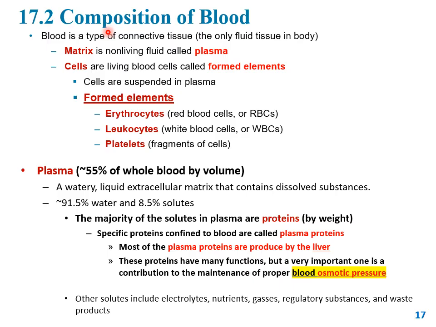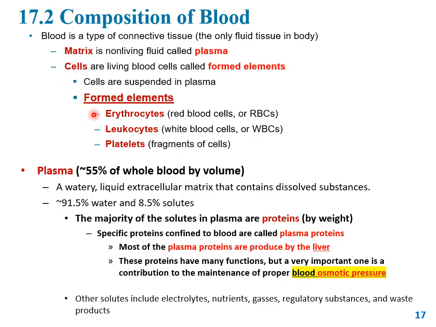So when you look at the matrix of blood, you'll find that the matrix is really the plasma, that clear fluid that is keeping the cells in suspension. So the matrix is the plasma, and the cells are mainly your formed elements. Most of the formed elements, not all of them, but basically the cells are suspended in this plasma.